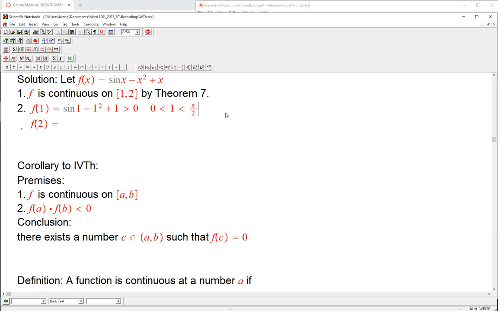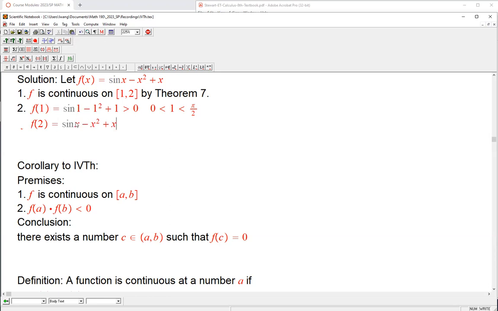I don't have a calculator, even though I could use software, but I just want to demonstrate and review some trigonometry for you. This radian 1 is in the first quadrant, so it's going to be positive. Sine is positive in the first quadrant.